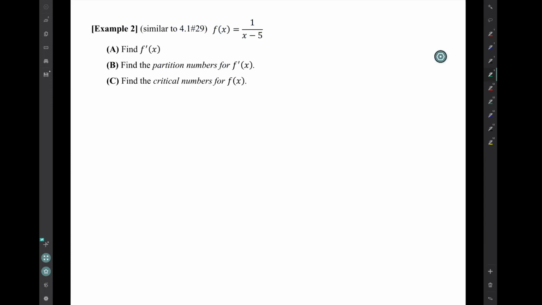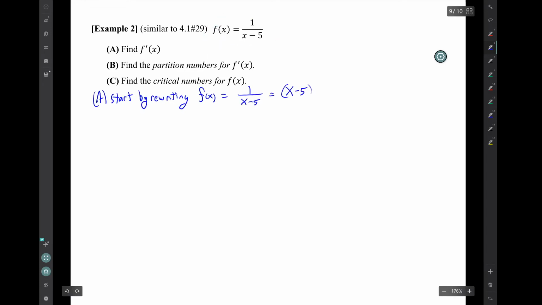F of x equals 1 over x minus 5. This is similar to book exercise 4.1, number 29. So question A, find f prime of x. Notice that f of x looks like a quotient. It's presented as a quotient. That might make you think that you have to use the quotient rule, but realize that there's a much smarter way of finding its derivative. Rewrite the function as something in parentheses raised to a power. Now find the derivative of that expression.